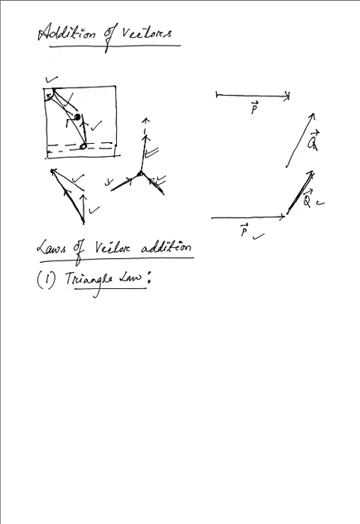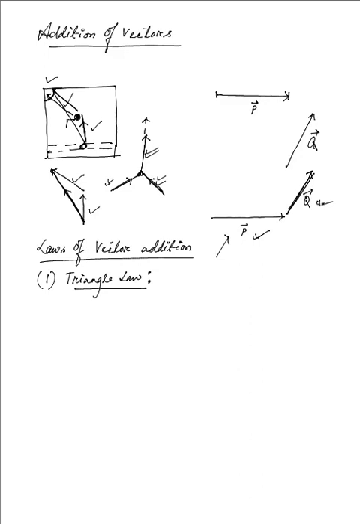Now, what is this triangle law? We'll first discuss the statement, then the proof of it. The triangle law states that if two vectors are represented both in magnitude and direction by two sides of a triangle, just as in the figure that I have drawn, that is P and Q, represented by the two adjacent sides of a triangle both in magnitude and direction, and they are taken in the same sense.